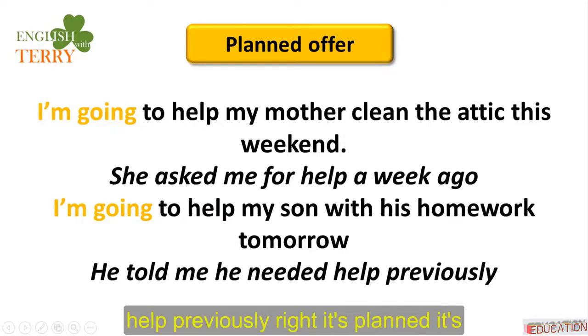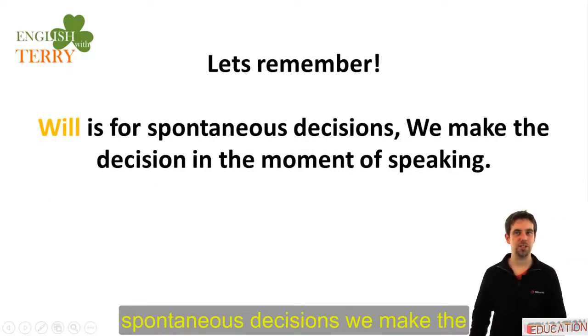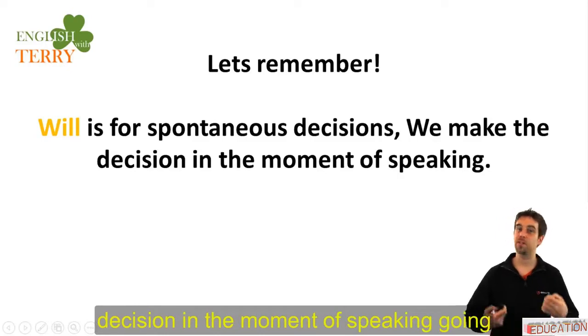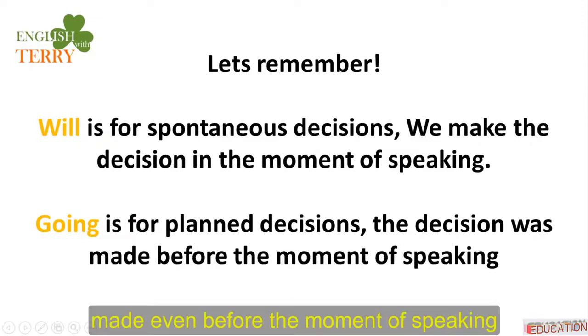It's planned, it's different. So let's remember, will is for spontaneous decisions. We make the decision in the moment of speaking. Going to is for planned decisions. The decision was made even before the moment of speaking.